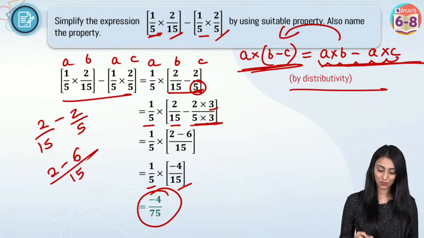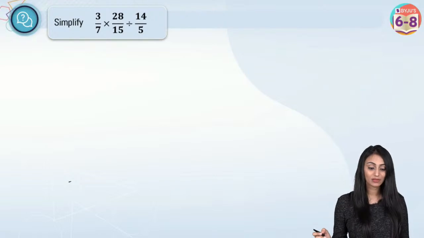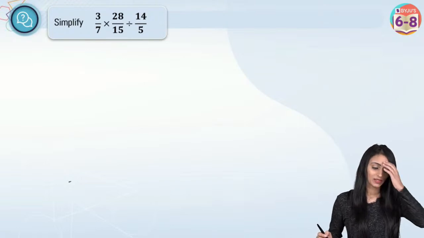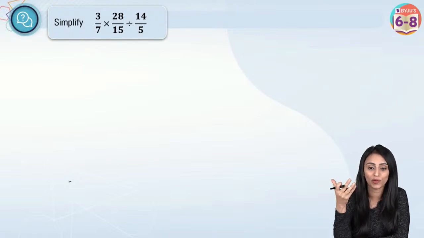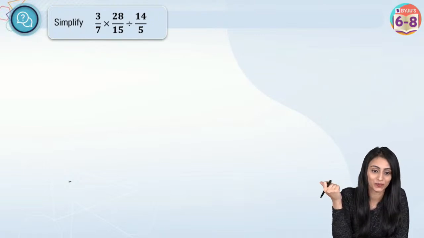All right, awesome. Let's move ahead. Let's take a look at the next question. 3 by 7 times 28 by 15 divided by 14 by 5. Quickly tell me, what would be the answer for this question? Yes, first you try it out. I will also get to understand how much you already know and how much I need to tell you.